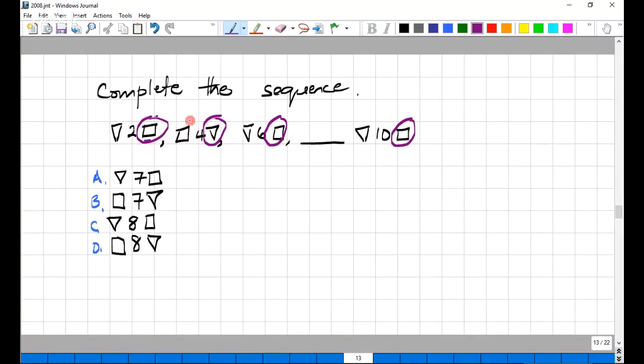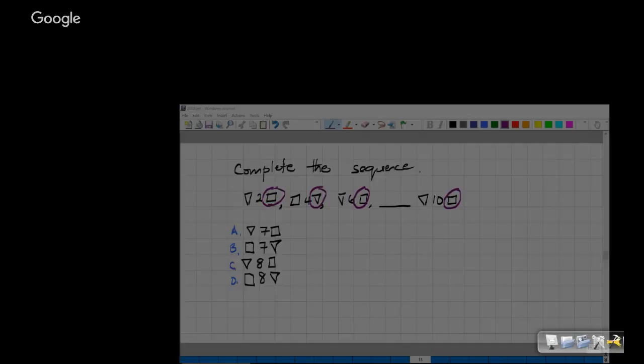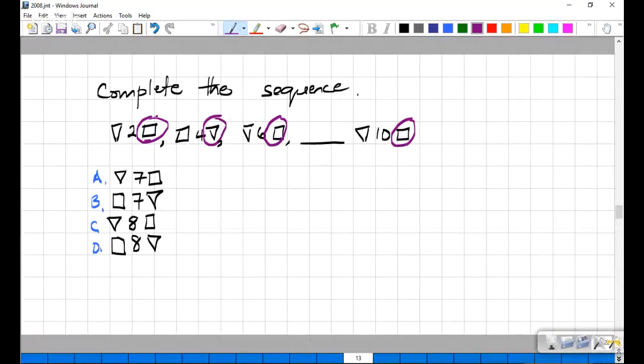Let me just double check this to make sure I have this right. Pick your answer in the meantime. I'm just going to make sure that I have this correct.